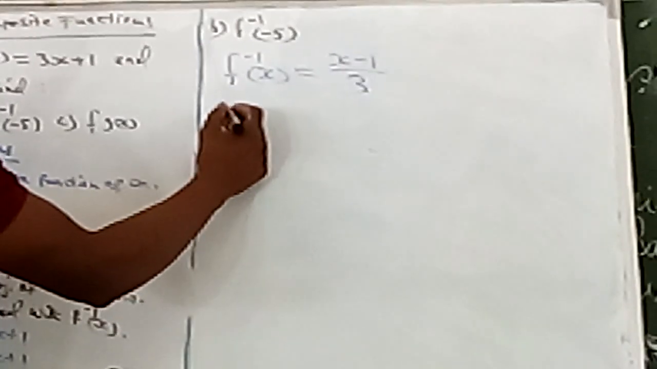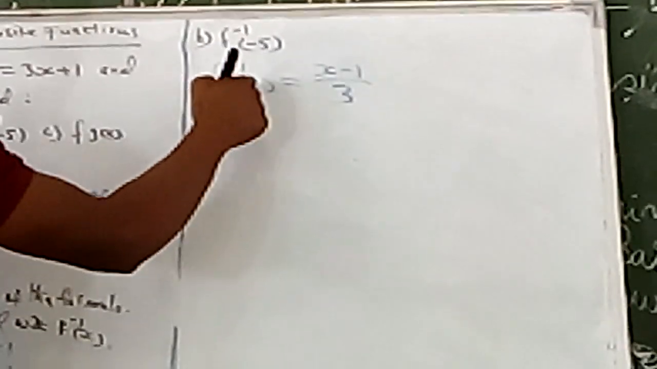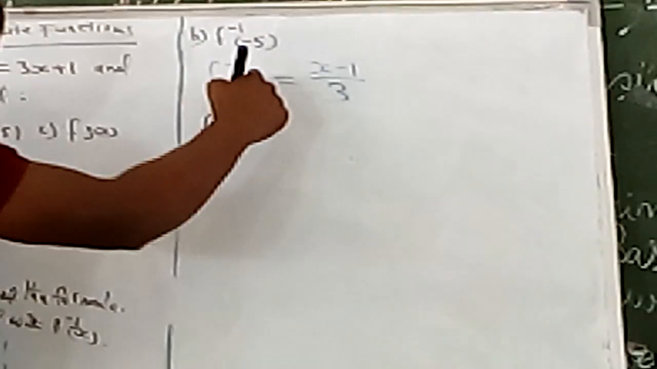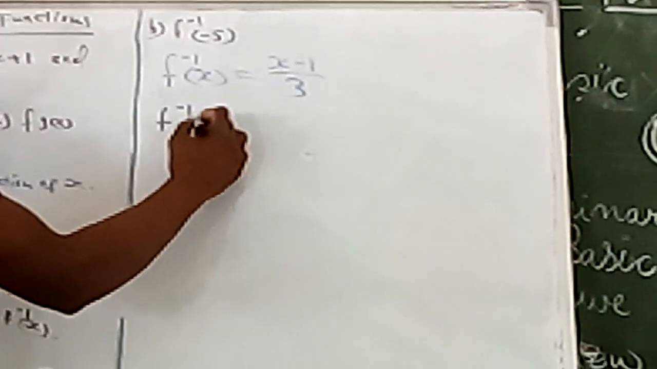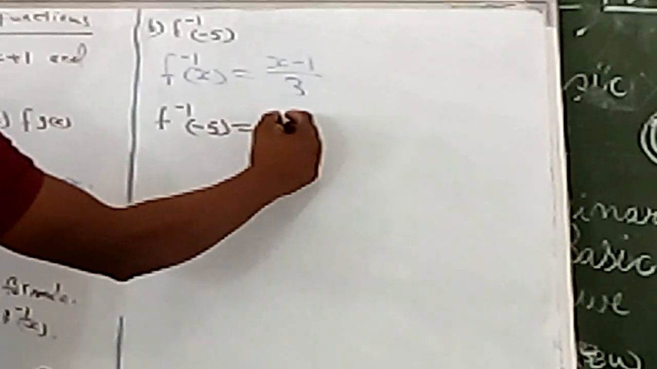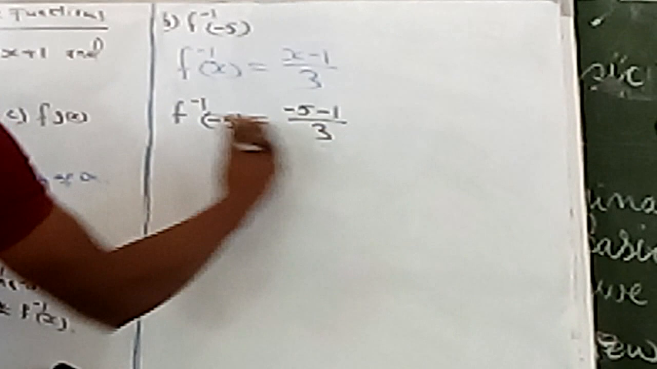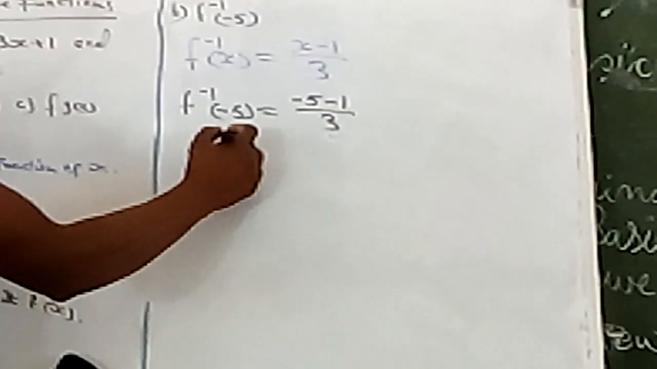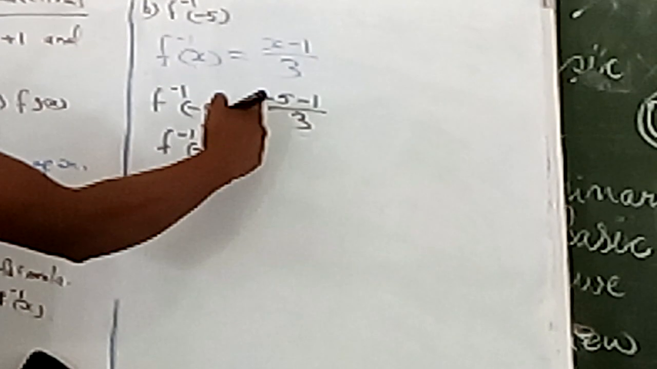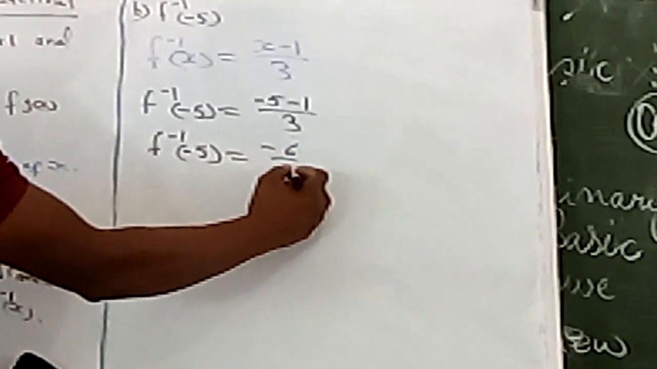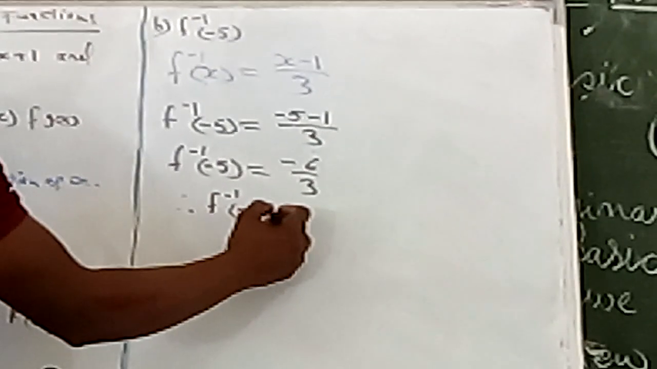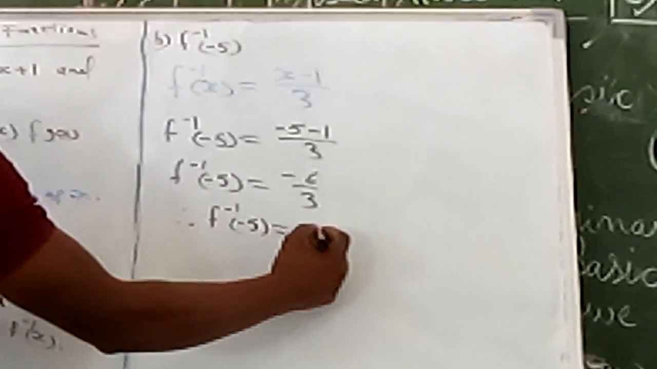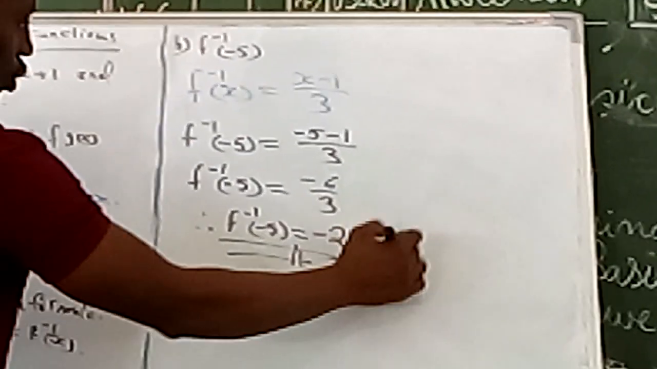So we write this one. This will be f inverse of, where there is x, you put the minus 5. Wherever there is x in this particular equation, you put minus 5. So we put minus 5 in brackets, then this will be (negative 5 minus 1) over 3. To simplify this, f inverse of minus 5 equals negative 5 minus 1, that's minus 6, over 3. Therefore, the inverse function of minus 5 equals negative 2. And this is the solution.